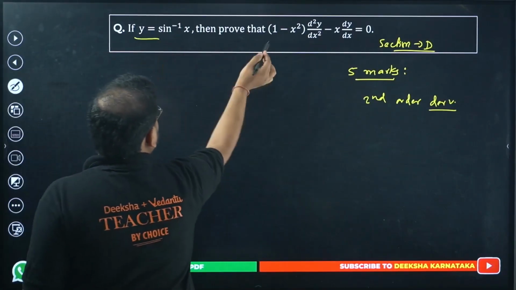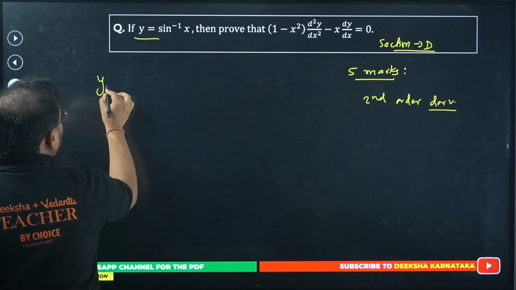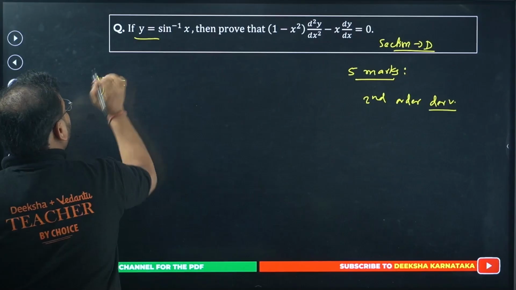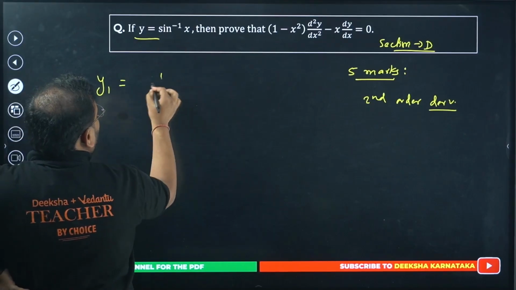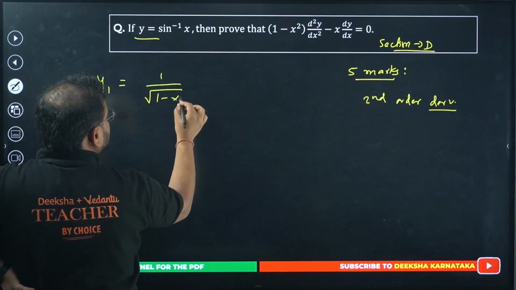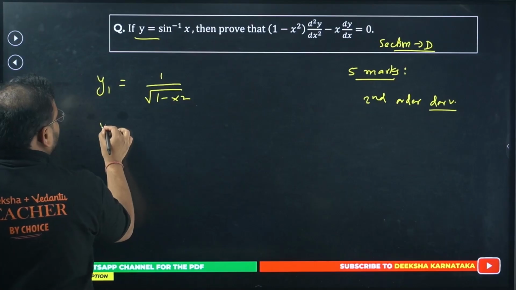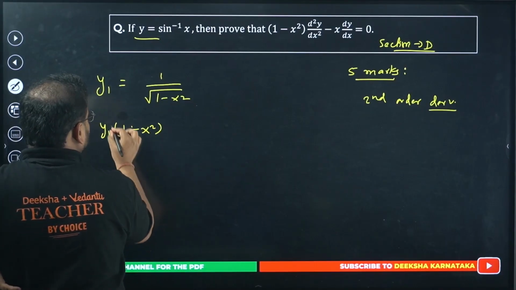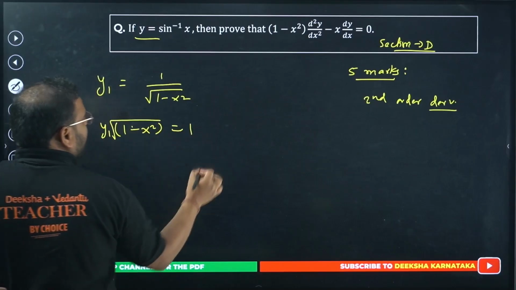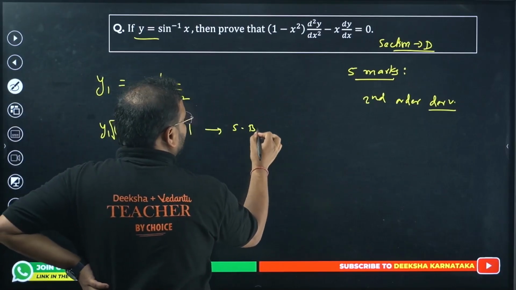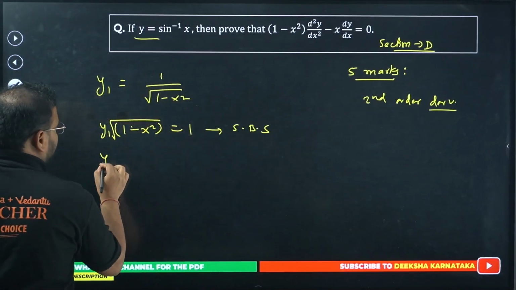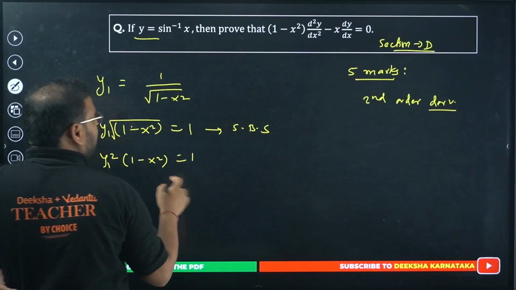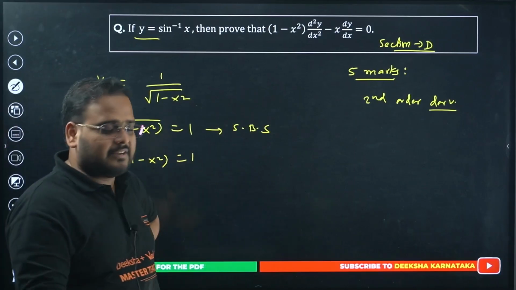You have y. Let's try to find y1 first. y1 is the first derivative. So y1 will be 1 upon root of 1 minus x square. Take it to the other side, you'll get y1 times root of 1 minus x square equals 1. Now squaring both sides, you get y1 square times (1 minus x square) equals 1. Now you differentiate to get the second derivative.